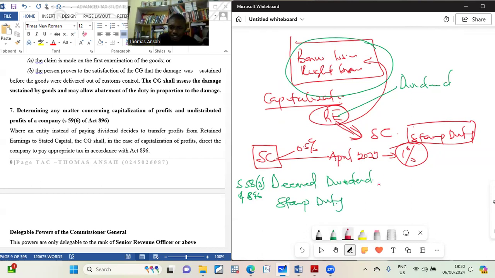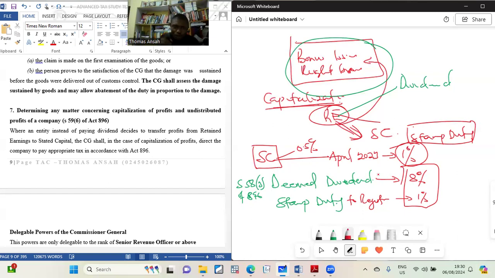The withholding tax percentage on dividend is 8%. This stamp duty is paid to the registrar of companies, and that one is also 1%. But if a company does this capitalization, you will see that they have dodged these percentages. Have you seen that? So the Commissioner General will deal with that. All right, we will look at that later in the course.